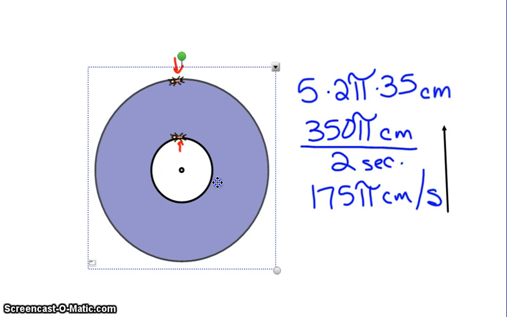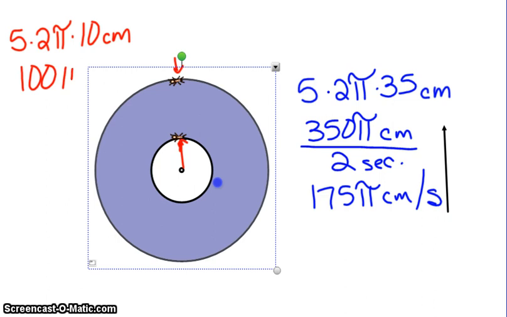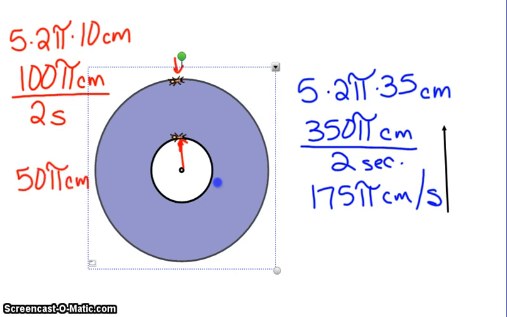Think about the ant at the middle. Suppose he's only 10 centimeters away. Well, he still went the same number of rotations, so that was 5 rotations times 2 pi radians per rotation times 10 centimeters per rotation. So he actually went 100 pi centimeters, and he traveled that 100 pi centimeters in the same 2 seconds. So he was only moving 50 pi centimeters per second.